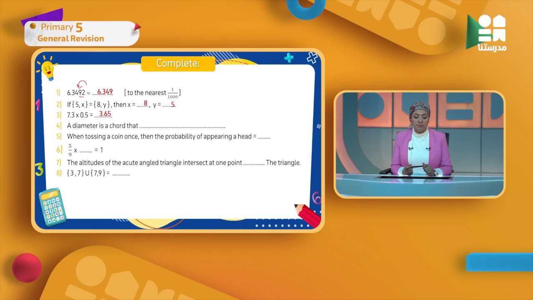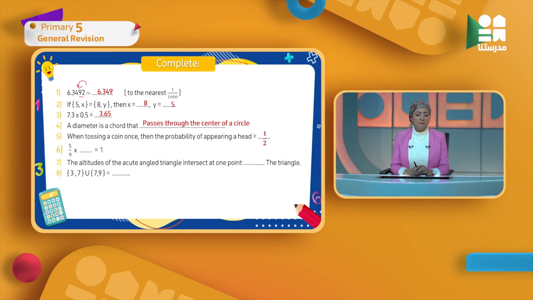Now number 4, a diameter is a chord that, definition, a diameter is a chord that it does what? It passes through the center of a circle. Now question 5, when tossing a coin once, then the probability of appearing a head, أنا ما عنديش غير head and tail. So either a head or a tail, so 50-50. So the probability of appearing a head is 1 over 2 or 50%.